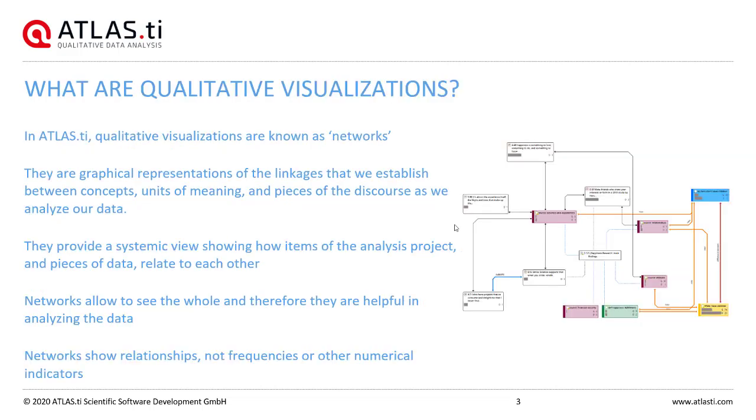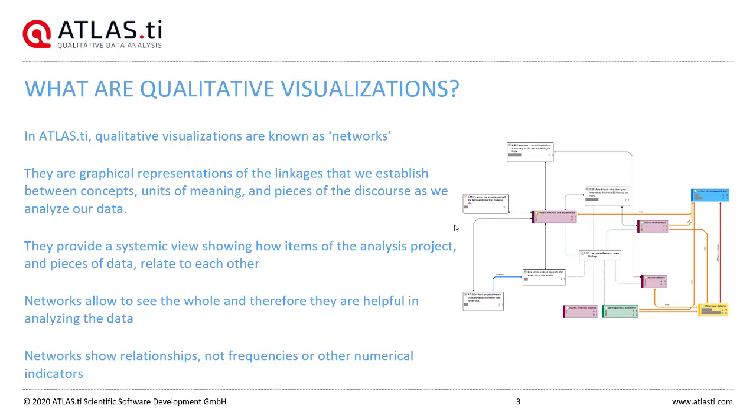So what do we mean by qualitative visualizations with ATLAS.ti? Well, we refer to them as networks, and they are graphical representations of the linkages that we establish between different concepts and units of meaning and pieces of the discourse as we analyze our data. The author Susanne Friese, who wrote the book Qualitative Data Analysis with ATLAS.ti, states that an analysis project with ATLAS.ti is a system of linkages. And I would add that those linkages can be visualized graphically. That is what networks are, the graphical visualization of the linkages that we create as we work in our analysis.